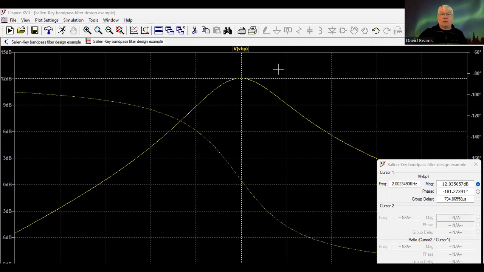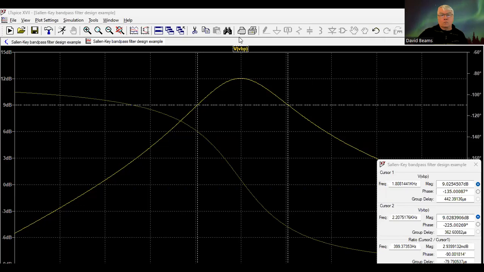Now let's check the bandwidth. So now I've used two cursors to measure the bandwidth. And if I look at this, the difference between the two cursors in frequency is 399 hertz. We were looking for 400. I'd say that this filter meets its specifications beautifully. Okay, so now, question. If I build this filter instead with standard value resistors instead of exact values, how much does it change the performance? Let's try it and see.